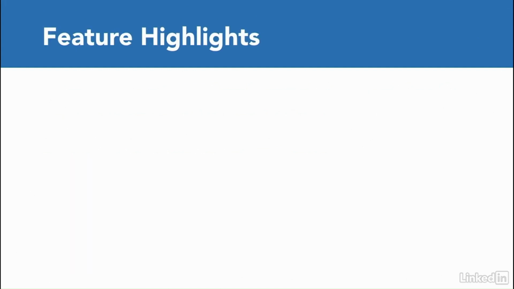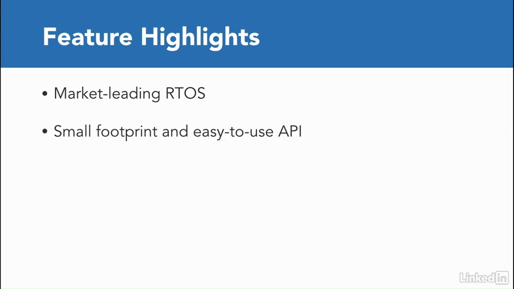Let's look at some feature highlights. First of all, it's a market-leading RTOS, which has been popularly used in many embedded projects. It has a small footprint, which takes a small portion of the memory on your board. The kernel only takes around 10 kilobytes of read-only memory. It has efficient resource management mechanisms in terms of task and memory management, and it has an interface to use the low-power modes of processors.